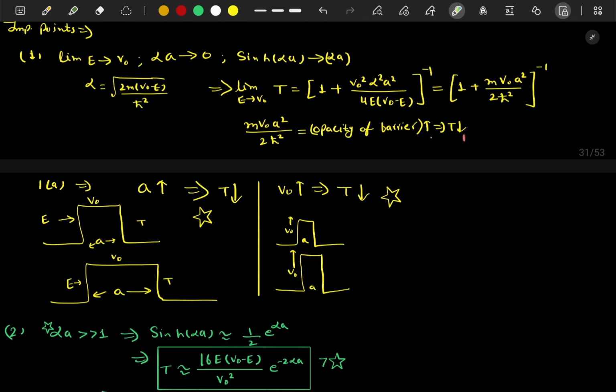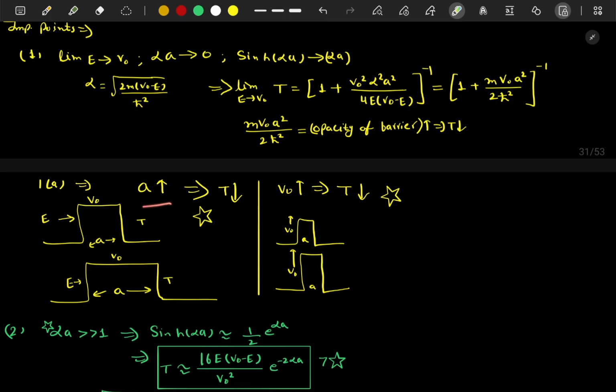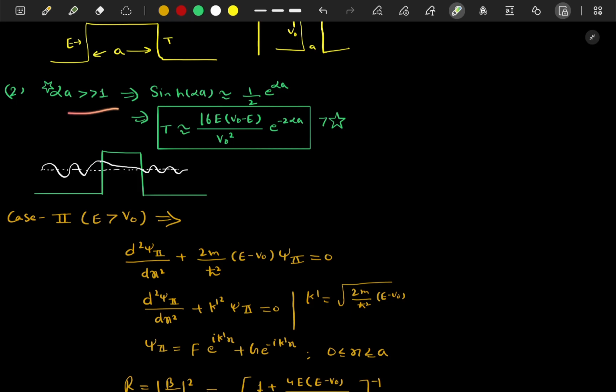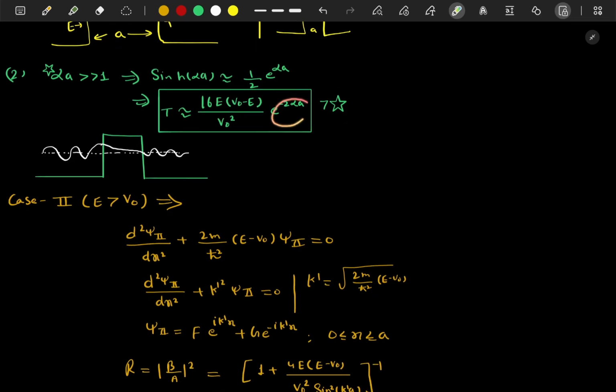T will decrease. Similarly, when you increase a, T is decreasing, and in the second part, if you increase a, transmission will decrease. Similarly, when you increase V naught, transmission will again decrease. Remember the formula. And when alpha a is greater than or equal to 1, it will be very easy for you. Sinh will be (e raised to alpha a minus e raised to minus alpha a) divided by 2. So when alpha a is greater than 1, e raised to minus infinity equals 0, which will lead to this. Just put this value. So what is it showing? It shows the transmission is decreasing exponentially in this region, in the second region.